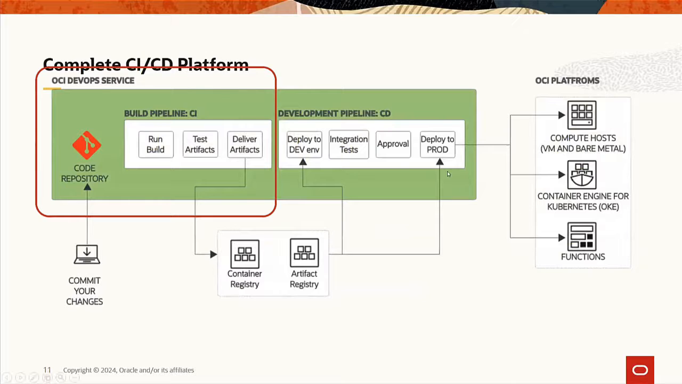So you're going to do what you would do with any service. You're going to commit your changes to a particular code repository. You're going to run the build. You're going to test to see if you haven't messed things up. And then you're going to deliver the artifacts to a container registry. And then you're going to pull from that to deployment for your integration tests.